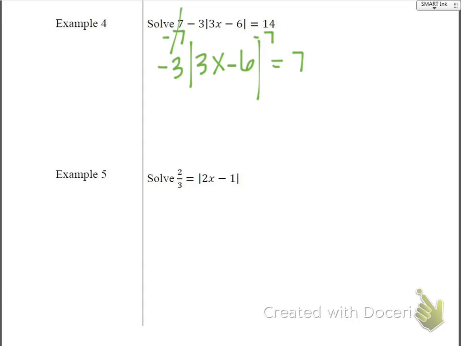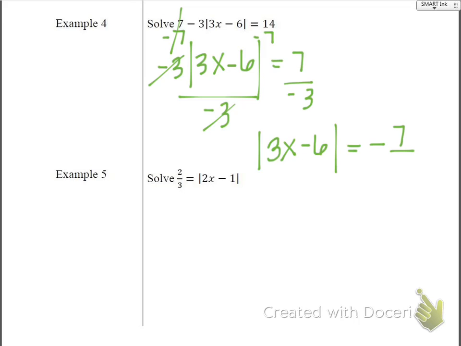And do I distribute the negative 3? No. What do I do? Divide. So divide both sides by negative 3. I love it when this happens. Take a look, guys. We get the absolute value of 3x minus 6 equals negative 7 over 3. Is this allowed? No. So you can stop. So the answer here is no solution. The symbol for no solution is an O with a slash through it. You can write it out like I did in the previous one, or you can give me the symbol. It doesn't matter. Okay?